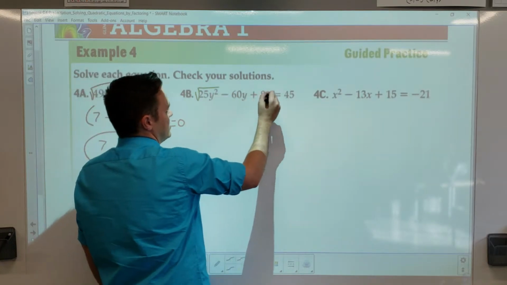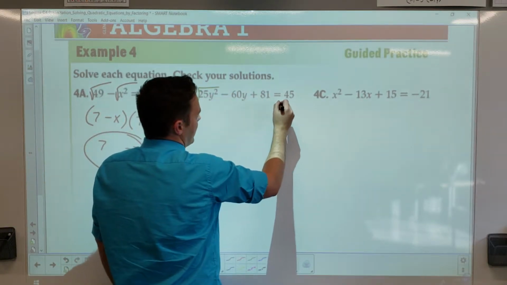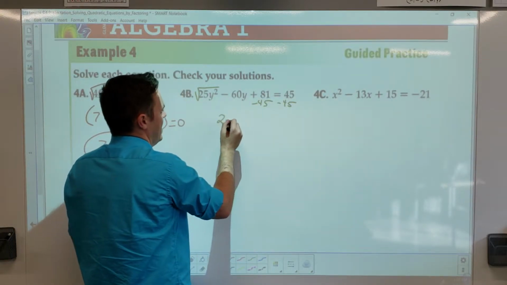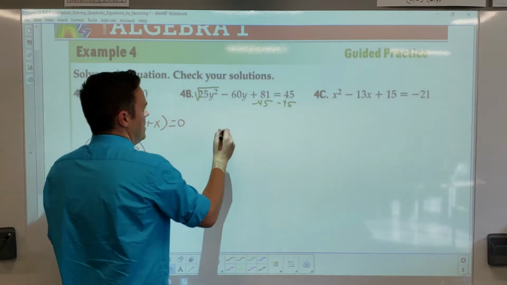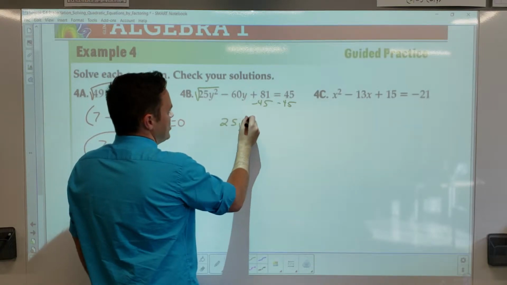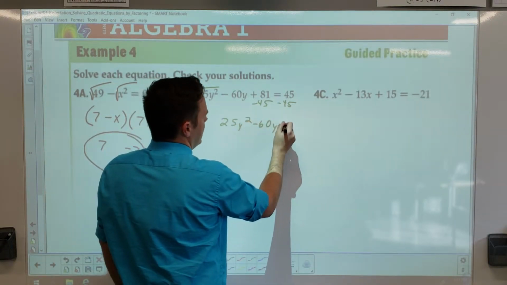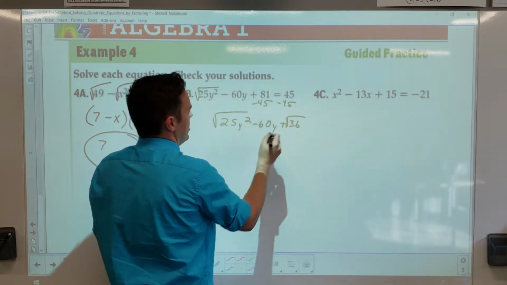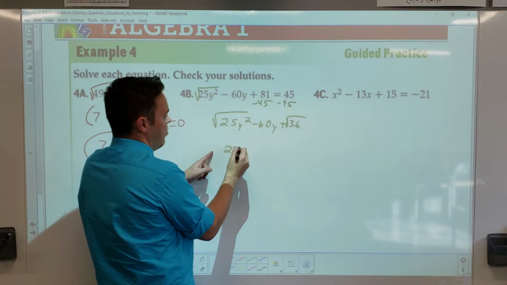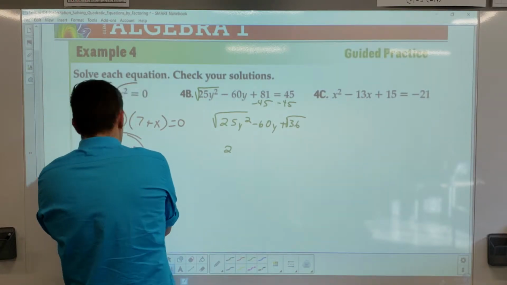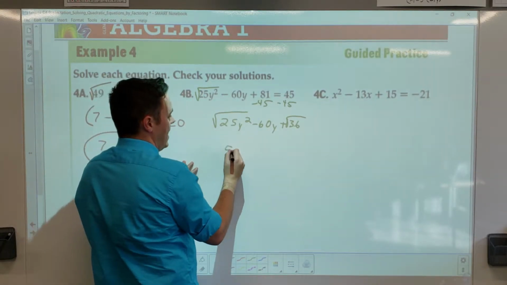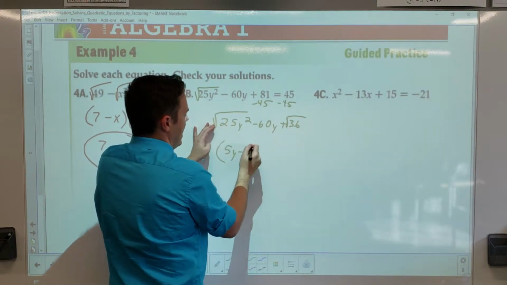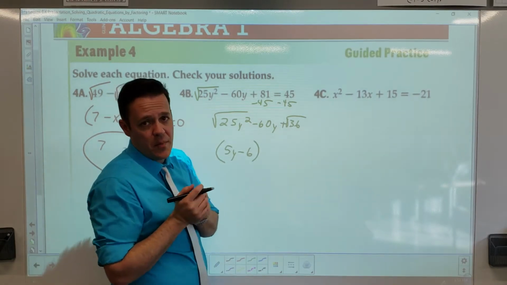Can you take the perfect, is that a perfect square? I forgot, let me do minus 45. Okay, so it would be 25. 25y squared minus 60y plus 36. Square root. It would be 25, not 25, sorry. It would be now 5y, and this is a minus 6. Now, how do I know this? I know it because of the properties I'm using.